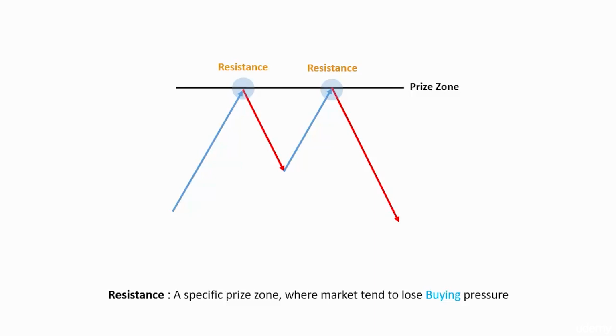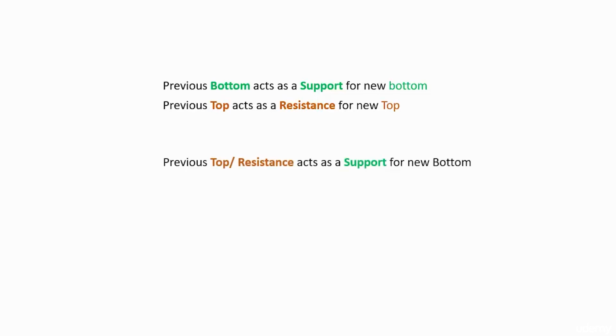In summary, you have learned that a previous bottom acts as the support for a new bottom and prevents price to go more down. In the same way, a previous top level acts as the resistance for the new top level to prevent the price to go more up. But there are some situations when a previous resistance becomes the support and hence prevents the price to go more down, as well as the previous support becomes the resistance to prevent the price to go more up.